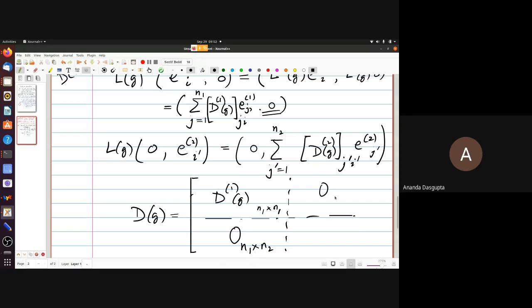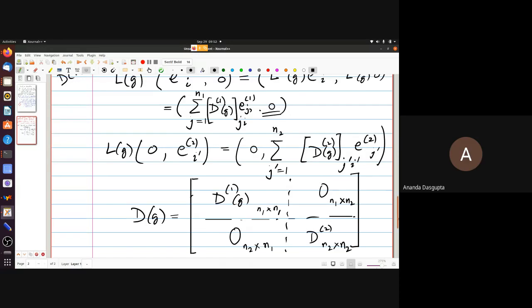Similarly, when you apply L_g on e_2i, you're only going to get a d2 here. Again, just an n2 by n2 matrix, and here you are going to get a, sorry, this is not n1 by n2, that's wrong. This is going to be, oops, n2 rows, n1 columns. This is going to be n1 rows, n2 columns.